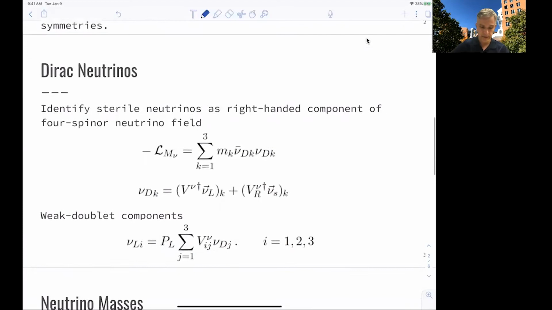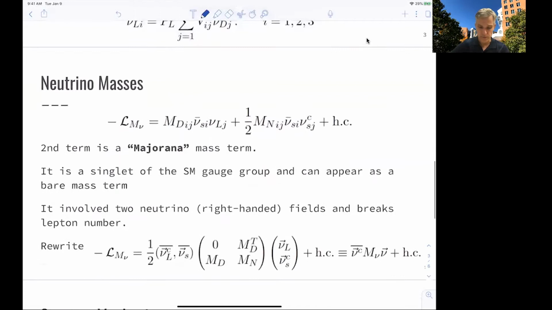We identify the sterile neutrino as a right-handed component of the spinor. I mentioned this already. We basically couple the weak doublet components as you would expect. The second term, the Majorana mass term, is interesting as we introduce another singlet into the standard model. So this then can appear as a bare mass term with some consequences.